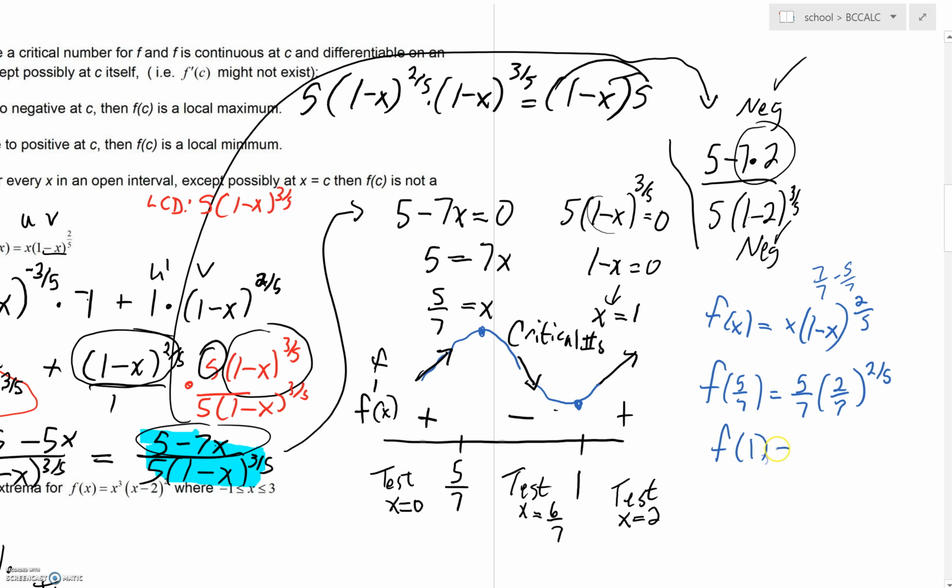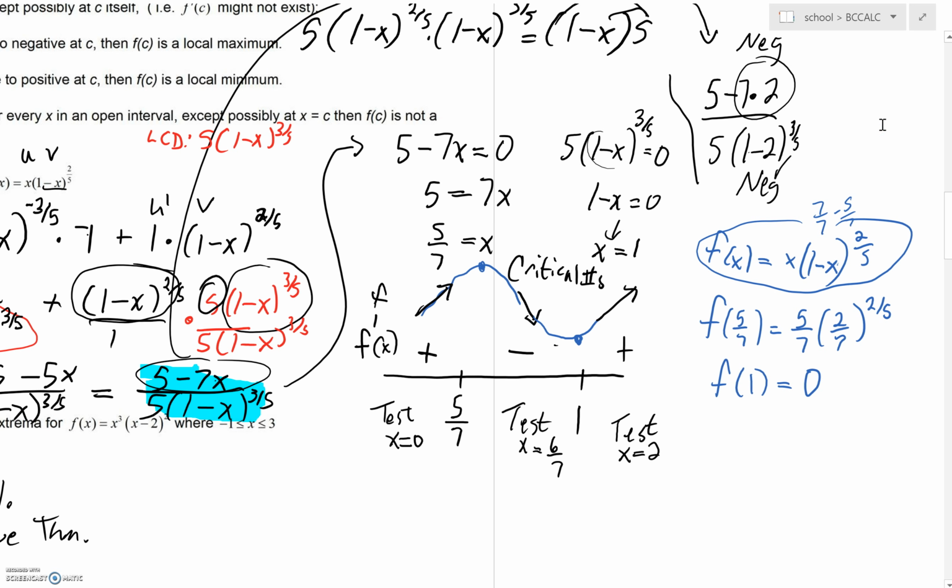Hey, when you plug in a 1, you get something much nicer here. 1 minus 1 inside the parentheses is 0. 0 to the 2/5 is 0. You just get a 0. So what did I do? I found the exact y values that we get by plugging in those x values. And the first derivative test says, look at the number line, look at the arrows that you just had. You just have to write this out in a very particular way.